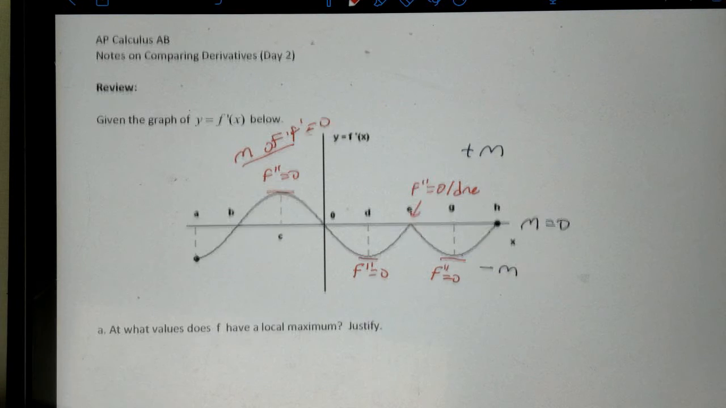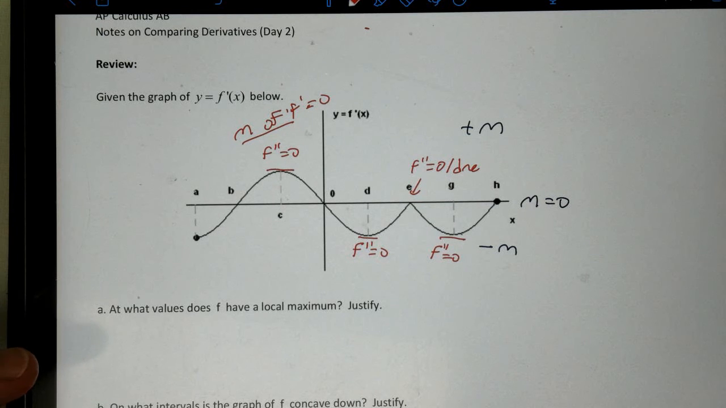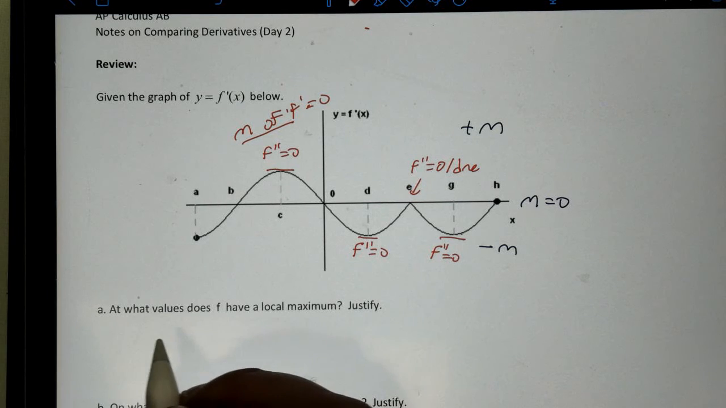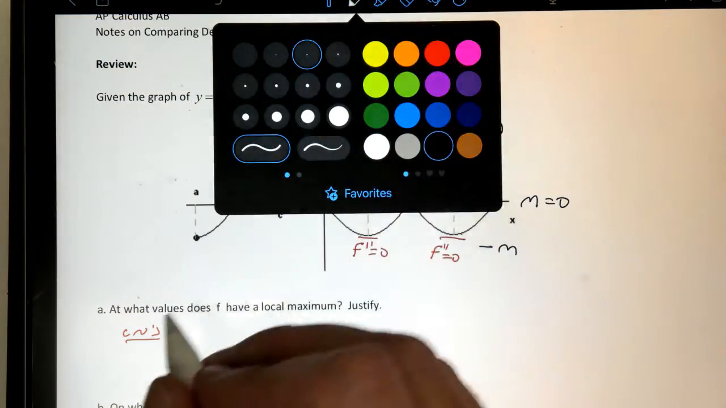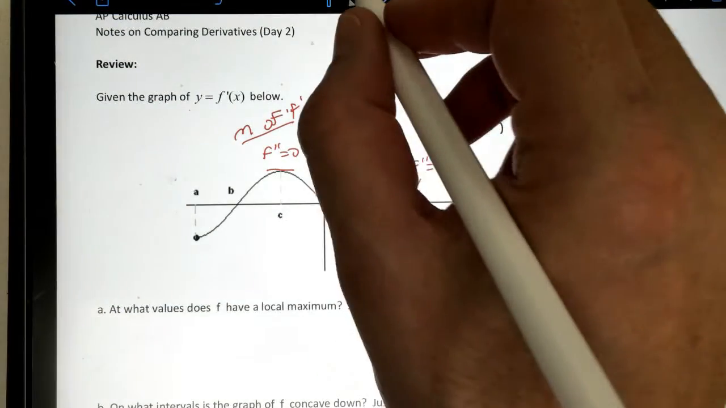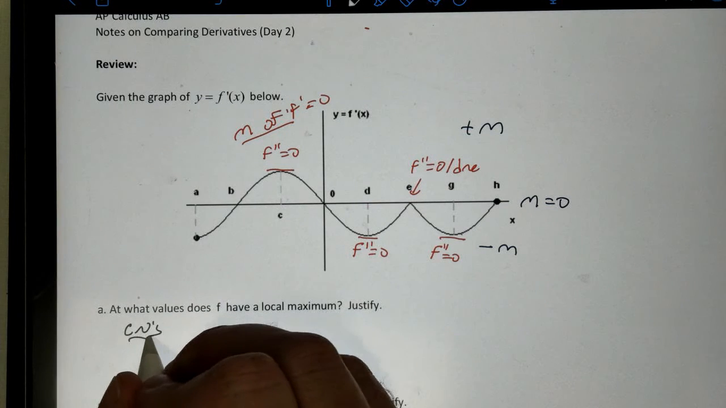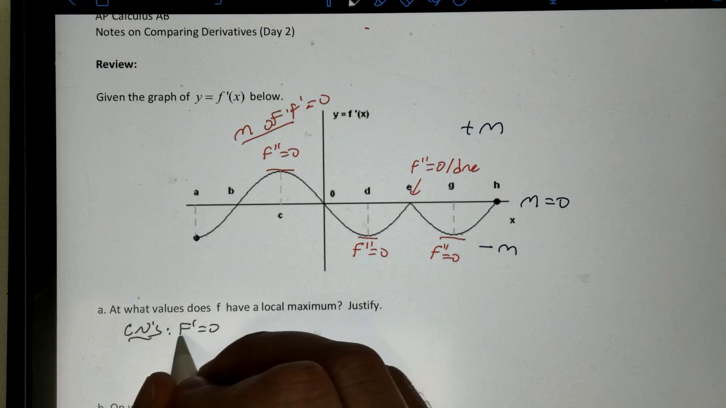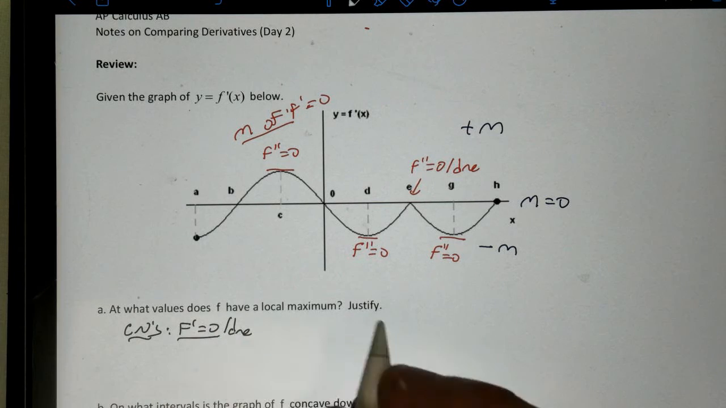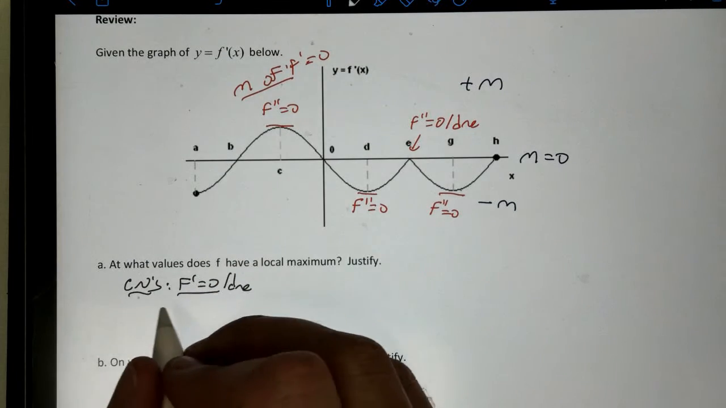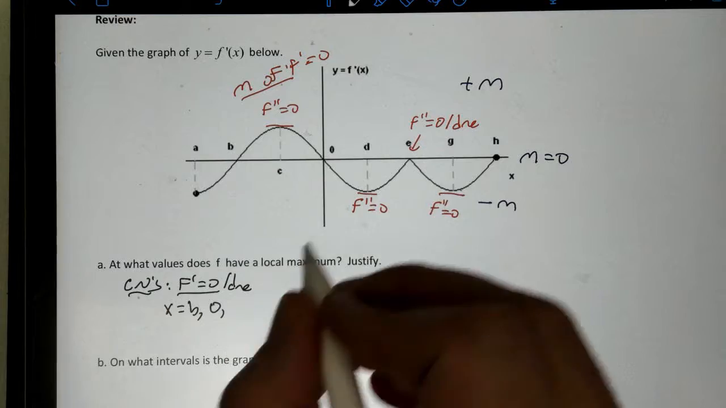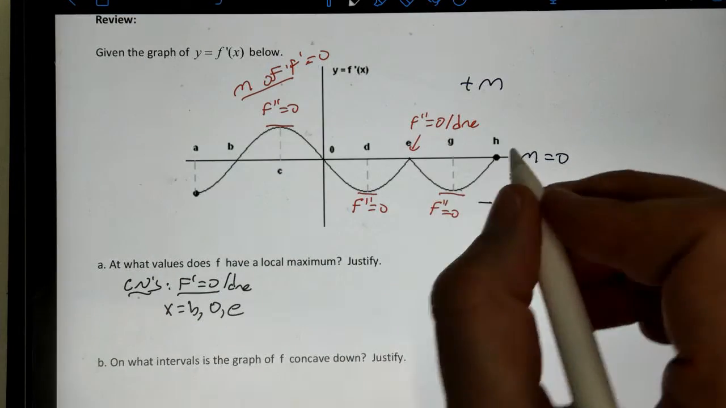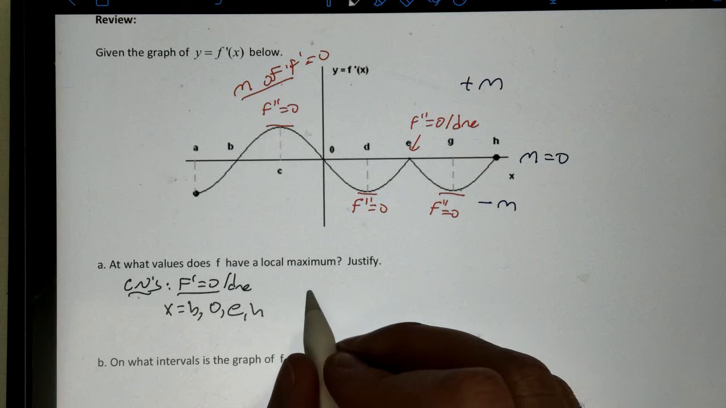Now for part A, it says, for what values of x does f have a local maximum? So this is our first derivative test. To get our critical numbers, this is where the first derivative is 0 or DNE, and I can get that from the graph. It looks to occur at B, at 0, at E, and H. So I'm going to do my sign chart.